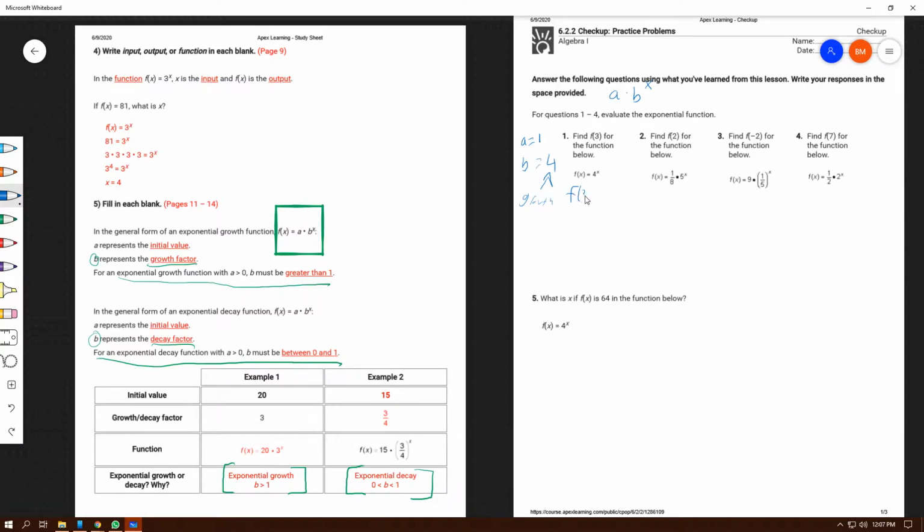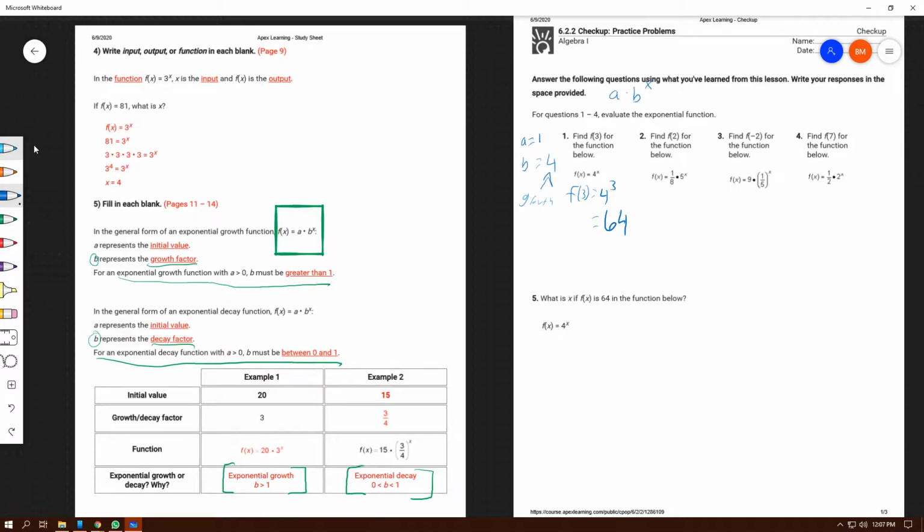Well, the 3 replaces the x, and it's just 4 cubed. I don't have a calculator in front of me, but 4 times 4 is 16, and 16 times 4 is going to be 64, I think, right? So that's just a calculator plug-in at this point. But going back to a couple units ago, whatever goes in the parentheses goes in for the x.